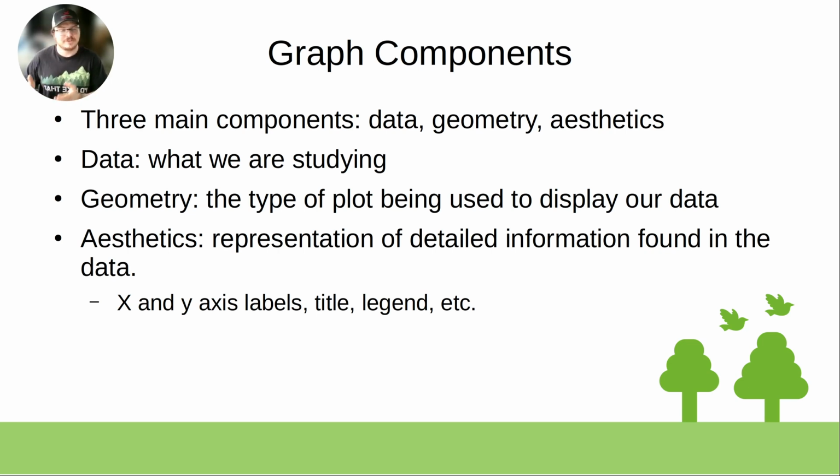The geometry. The geometry basically describes the type of plot that you're using to display your data. Okay, so whether it's a scatter plot or a histogram or a box plot or a bar graph, a contour plot, three-dimensional box plot, whatever it may be, the geometry is what describes how that graph is laid out. And then the aesthetics. The aesthetics are just the representation of the detail found in your data. So this would be things like categories on your X and Y axis, your title, your legend, how the data is grouped. Should the graphs be side by side with each other? Do we want to use different colors? Those are all the aesthetic features of our graphs.